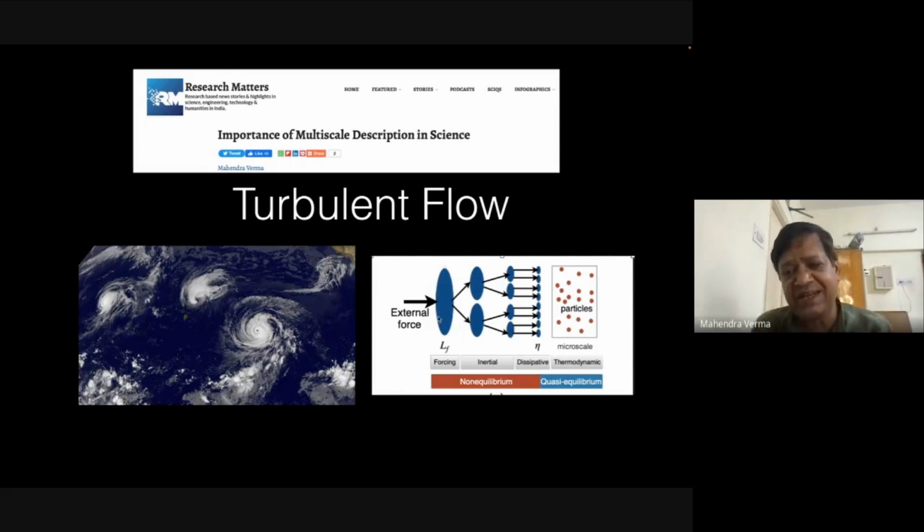If you give enough energy, then it becomes turbulent. It has a large Reynolds number, and the nonlinear term is very important. This part is non-equilibrium. And this part is equilibrium physics, quasi-equilibrium, because there is some heat coming into the molecules, but this part is quasi-equilibrium.